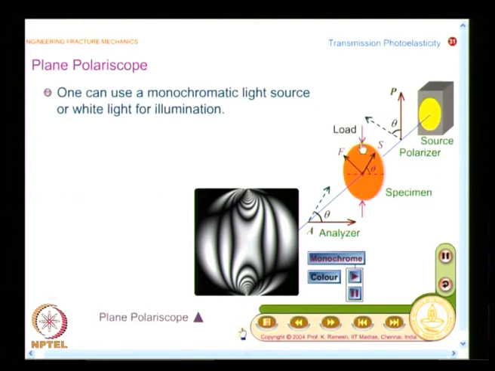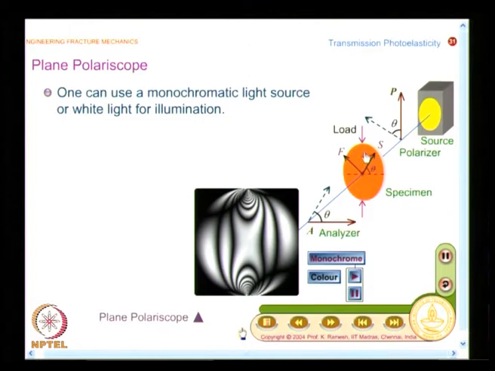Now, what you have to understand is that I have a polarizer and I analyze the light that comes out of the model only by using a simple analyzer, which is nothing but a polarizer whose axis is kept differently. So, this will only detect whether the light that comes out of the model is plane polarized. If it is plane polarized in the same direction as the input light, then this will completely cut off the light, because that will be perpendicular to it.